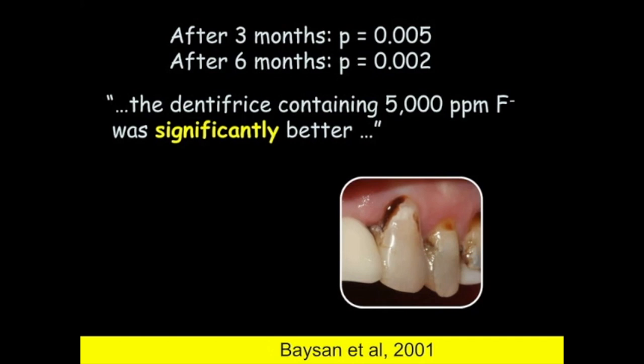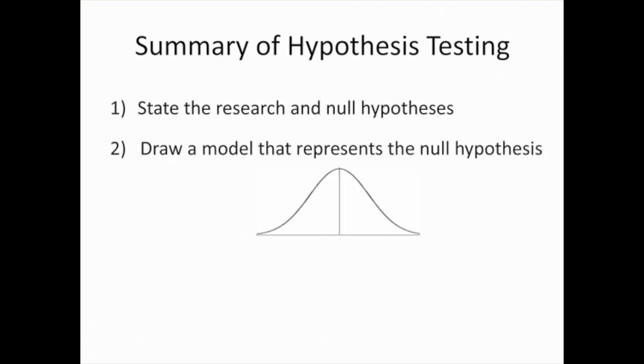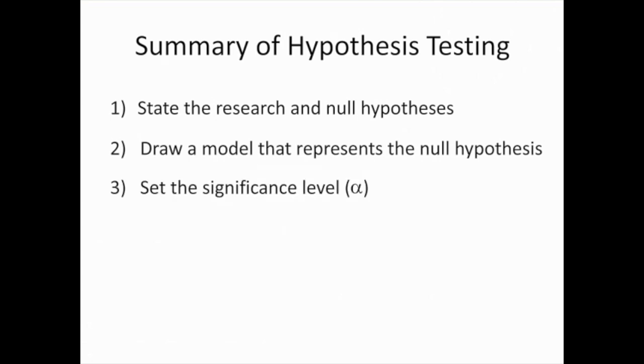Based on these small p-values and a significance level of 0.05, the researchers concluded that there were real differences between the two fluoride concentrations. To summarize the process of hypothesis testing, the researcher starts by stating the research and null hypotheses. She then draws a model that represents all the possible results she can get when the null hypothesis is true. Next, she sets the significance level, alpha. This is the researcher's maximum tolerance for rejecting a true null hypothesis, and is usually set at 0.05.